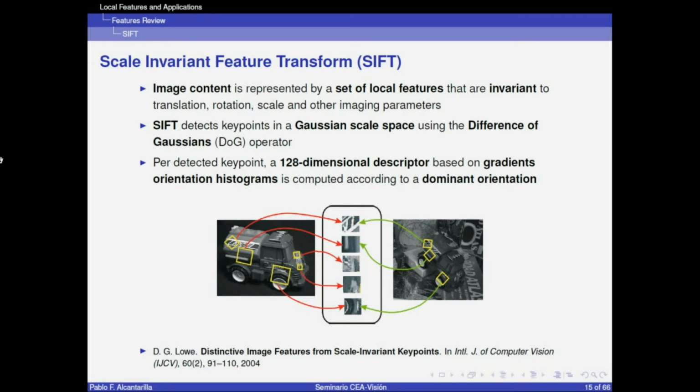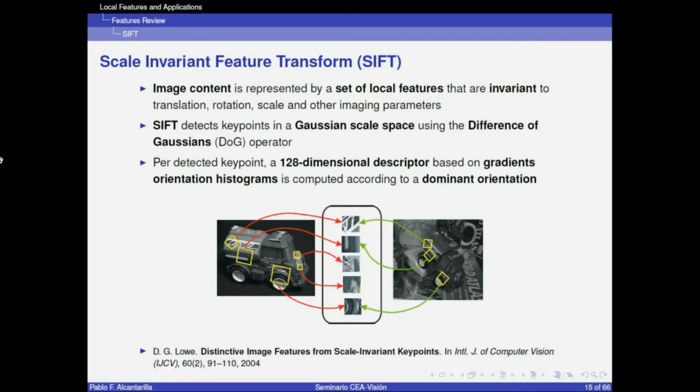Probably the most successful feature detection and description approach that works in a multi-scale framework is the Scale Invariant Feature Transform, or SIFT. SIFT was proposed by David Lowe, and the idea in SIFT is that the image content is represented by a set of local features that are invariant to translation, rotation, scale, and other imaging parameters. SIFT first detects key points in a Gaussian scale space representation using the difference of Gaussians operator. Computing the difference of Gaussians is very easy. We first need to compute the Gaussian scale space representation of an image, and then our difference of Gaussians operator is simply the difference between two consecutive levels in the Gaussian scale space.